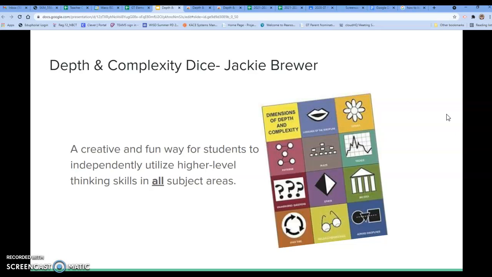And the last one are the dice. So this was another fun one that I used for independent work, but also whole group instruction. Once students have mastery over the icons and they understand what they mean, they would take turns rolling the dice and coming up with questions for the text or responses to the text or statements. You could do this any way you like, but just really putting the ownership on the students to build that depth and complexity in their own understanding.